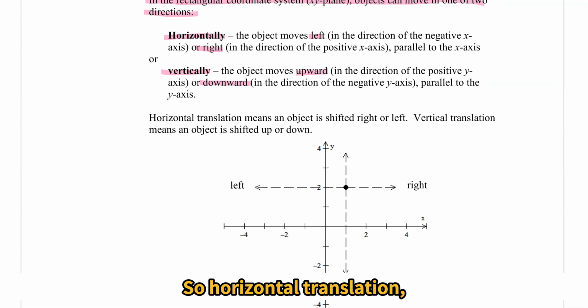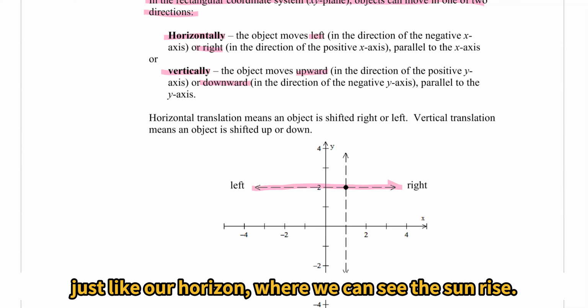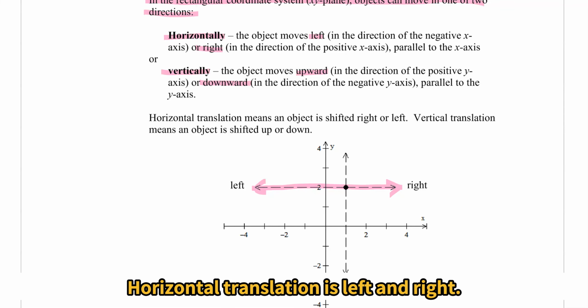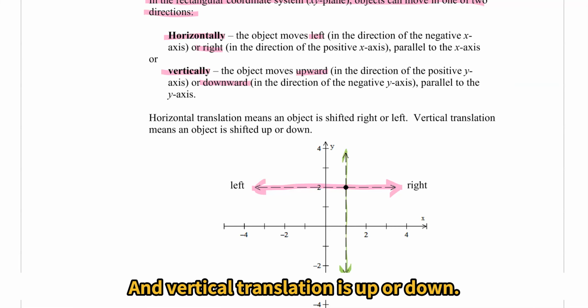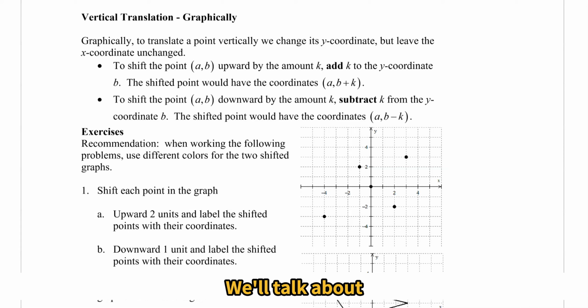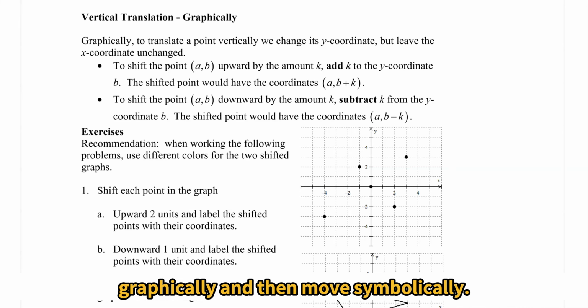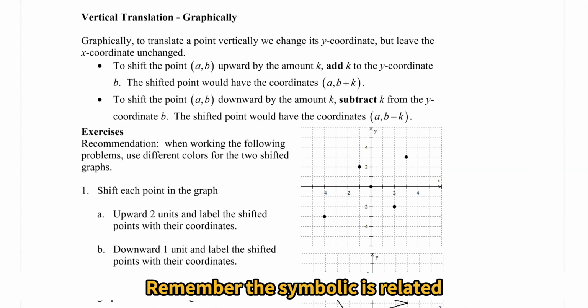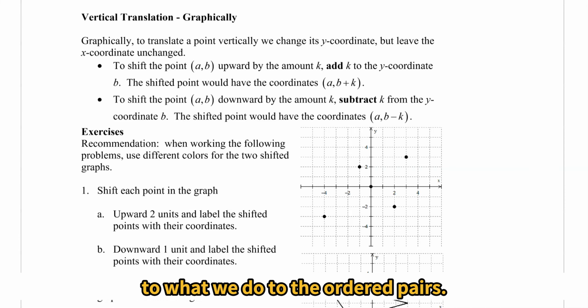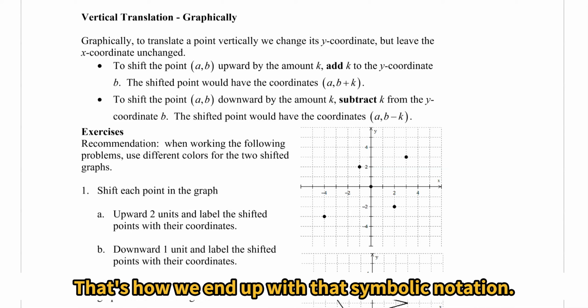So horizontal translation, just like our horizon where we can see the sun rise, is left and right, and vertical translation is up or down. We'll talk about vertical and horizontal translation graphically and then move symbolically. And remember, the symbolic is related to what we do to the ordered pairs. That's how we end up with that symbolic notation.